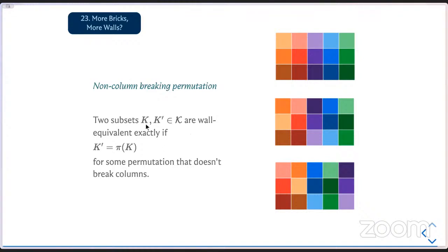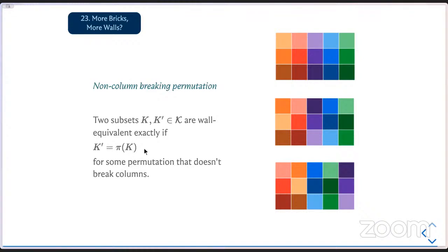And certainly there is a non-column-breaking permutation that would take K to K double prime, and K prime to K double prime. My guess is that you can combine the action of the first permutation with the inverse of the second permutation, played back in reverse, to directly go from K prime to K. So K prime is some arbitrary subset with some bricks hanging midair potentially and weird stuff happening.